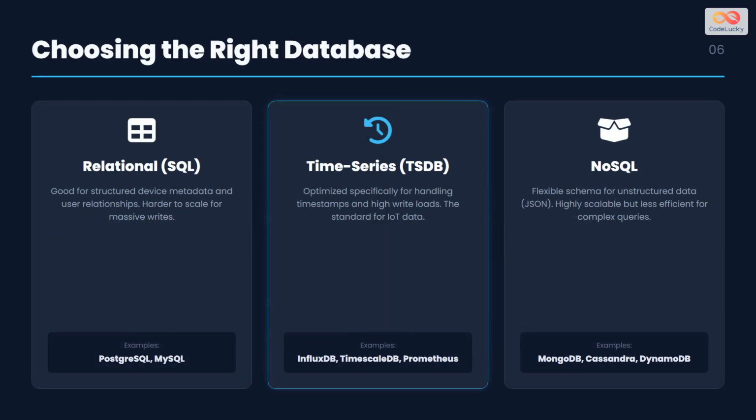Don't just use a standard SQL database for everything. While relational databases like PostgreSQL are good for device metadata, they struggle with billions of sensor readings. Instead, use a time series database, or TSDB, like InfluxDB. They are built specifically to handle high write speeds and time-based queries. NoSQL is also an option for unstructured data.